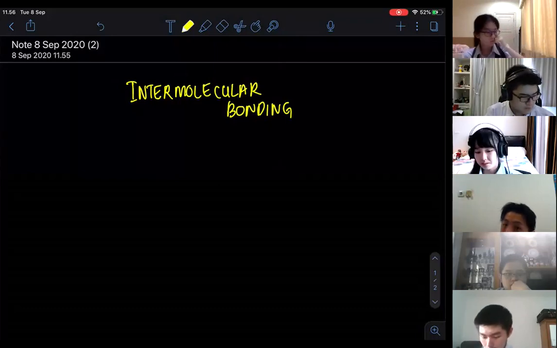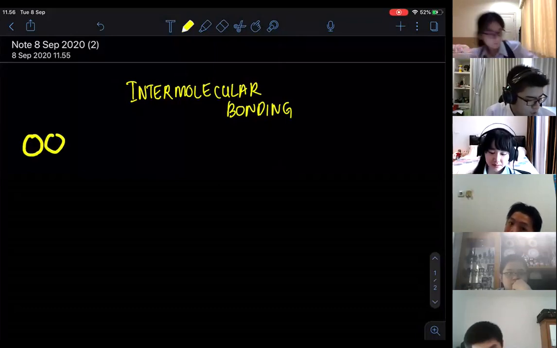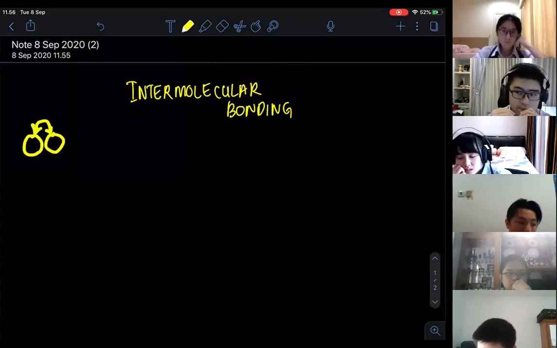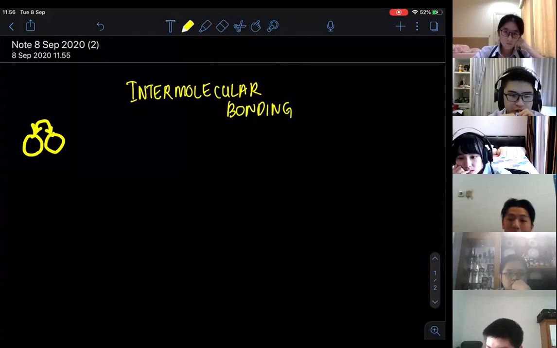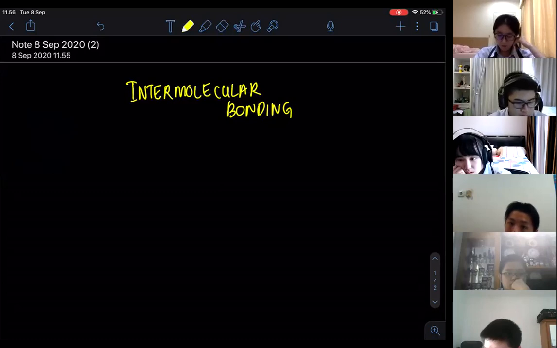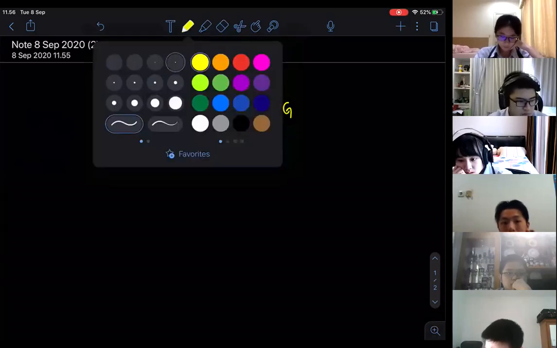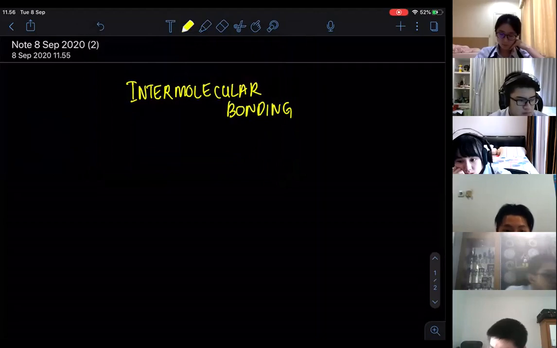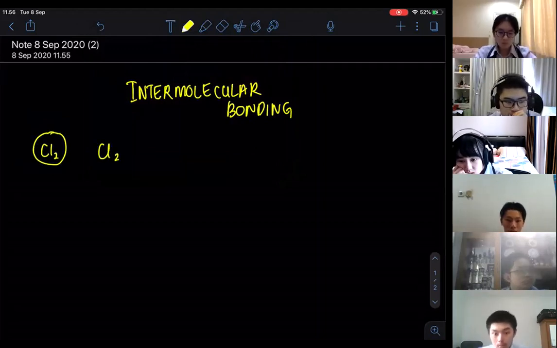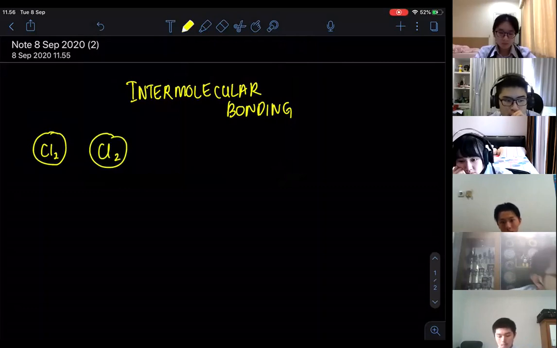So if you have Cl and Cl, the bonding between them is going to be covalent bonding. NaCl, the bonding between them is going to be ionic bonding. But intermolecular bonding is actually between Cl2 and another molecule of Cl2. There will be some sort of bonding.